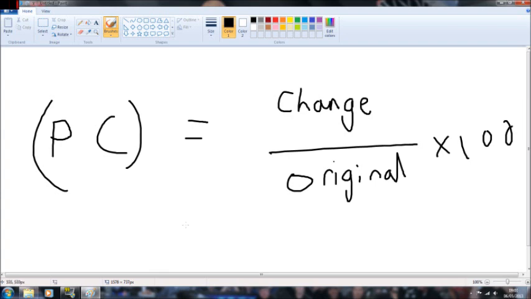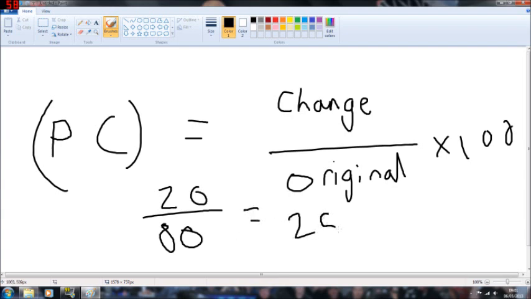For example, if a shop owner had a bottle of Coke and he bought it from his suppliers for, let's say, 80p, and he sold it for £1, he would be making 20p profit. So you put the profit here. So you would do 20 divided by 80 times 100, which equals 25, and that means he made a profit of 25%.